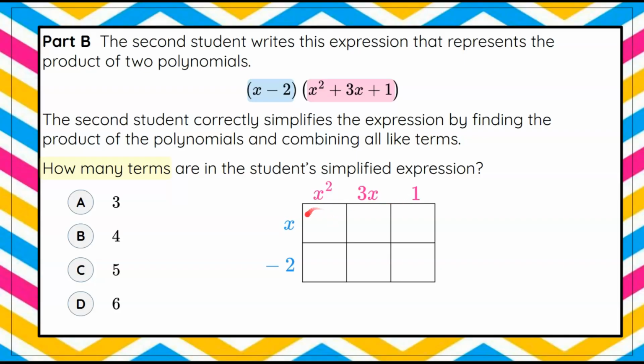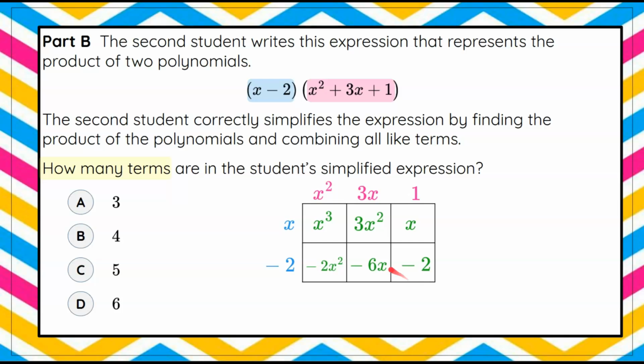Now I'm going to find the quote-unquote area of each one of these boxes to multiply and find my product. x times x squared is x cubed. x times 3x is 3x squared. x multiplied by 1 is x. Negative 2 multiplied to x squared is negative 2x squared. Negative 2 multiplied by 3x is negative 6x. And negative 2 multiplied by 1 is negative 2.